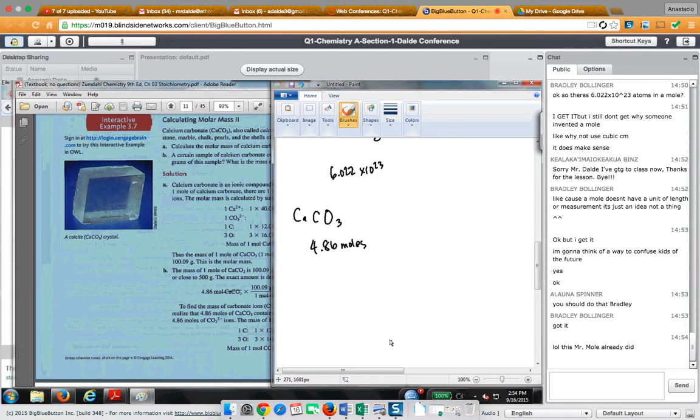All right. If I have exactly 4.86 moles of calcite, how many grams is that going to weigh? Fair enough question, right?